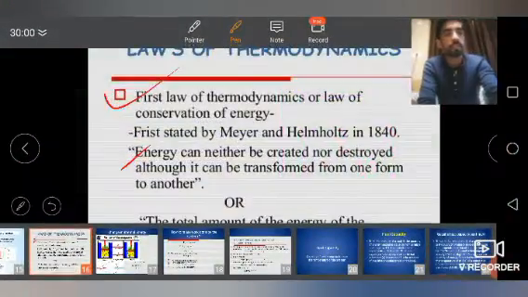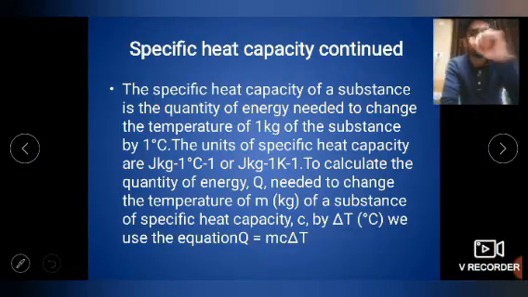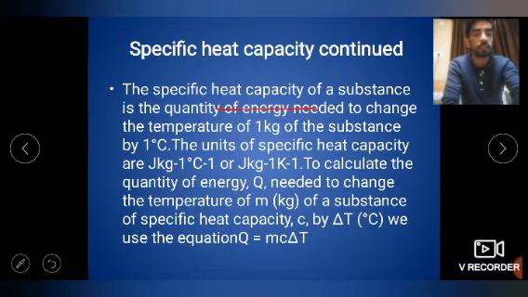We'll talk about specific heat capacity now. So what is specific heat capacity? It is the heat capacity when 1 mole of substance is heated. I can say molar heat capacity of a substance is defined as the amount of heat required to raise the temperature of 1 mole of substance through 1 degree Celsius.